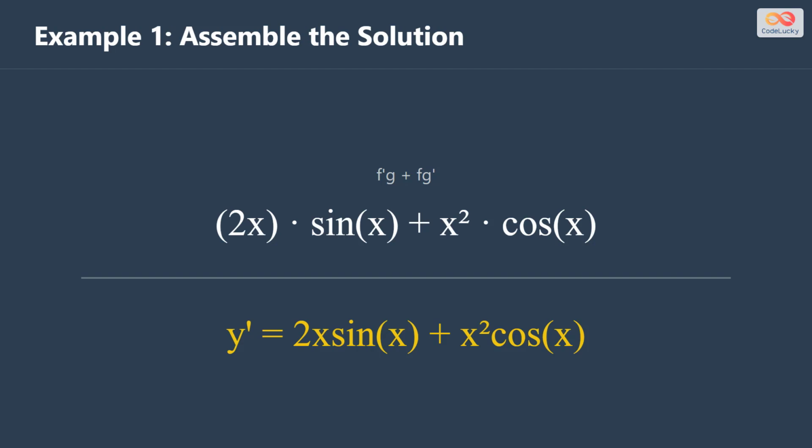Finally, we put it all together using our formula, f prime g plus f g prime. So, we take 2x and multiply it by sine of x, then we add x squared multiplied by cosine of x, and that is it. Our final derivative is 2x sine x plus x squared cosine x.